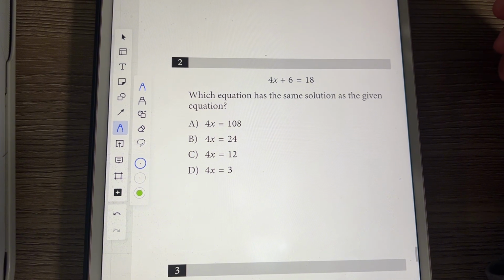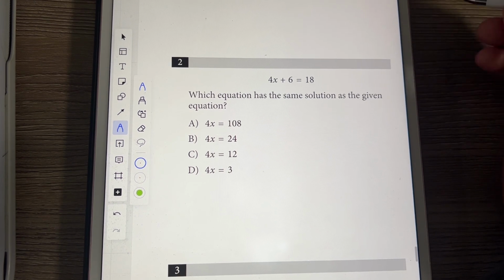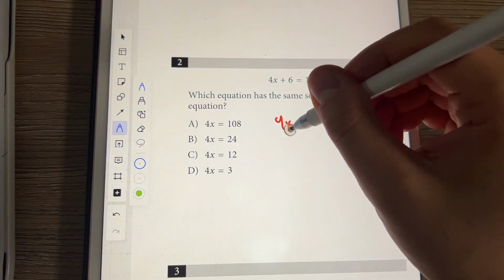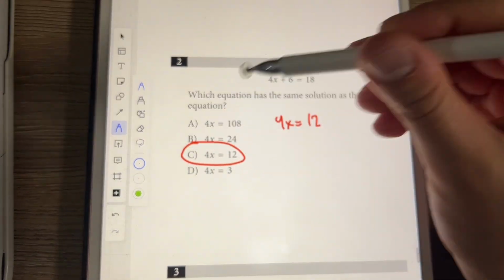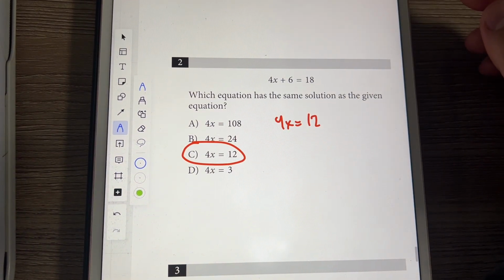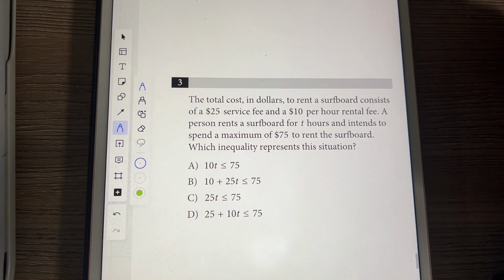Which equation has the same solution as the given equation? Now, you might be tempted to solve for x here, but look at this. All 4 of our answer choices have 4x. So all I'm going to do is subtract 6 and get x times 4 is equal to 12. Boom. Do not waste time on these easy questions. You'll need them when the questions get hard. How about question number 3?